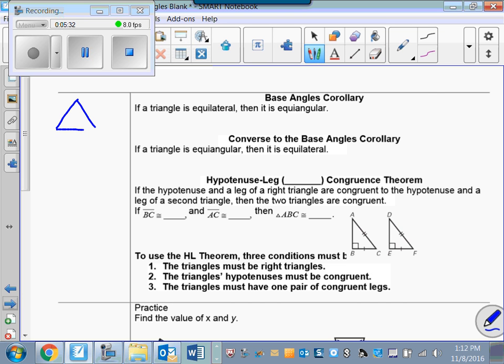So if I got an equilateral triangle, A, B, C. So if I know that's equilateral, then what do I also know? I know that angle A is congruent to angle B is congruent to angle C, and hopefully you would know that all their measures are 60 degrees, right? Okay, and how about the converse to that corollary? So it's just the flip. If I know that the triangle is equiangular, then I can say it is equilateral.